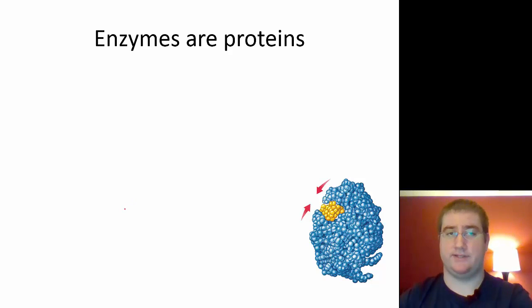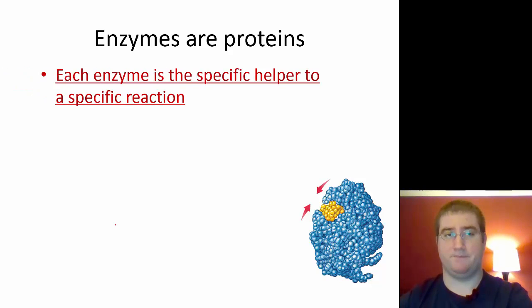Another key thing you need to understand is that enzymes are proteins. So they're one of the 4 macromolecules we discussed already. Specifically, they are proteins or made up of protein subunits. Each enzyme is specific to a specific reaction. So there's enzymes that will only work on one type of reaction, and there's a reason for that.